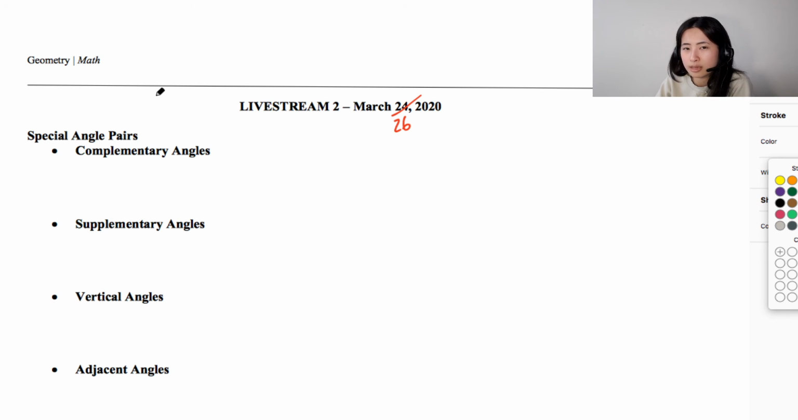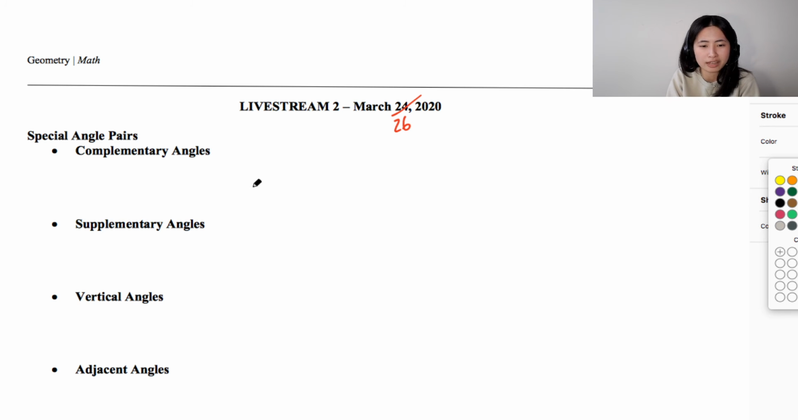I think the key point here is to be able to apply these terminologies as opposed to trying to remember the definition. So if you're looking at complementary angles, think back about what your teacher probably discussed in the classroom. This is when two angles sum up to 90 degrees, and they don't necessarily have to be adjacent to one another.